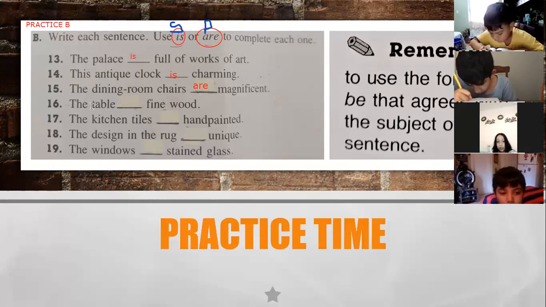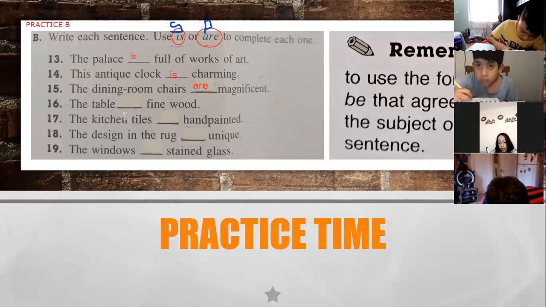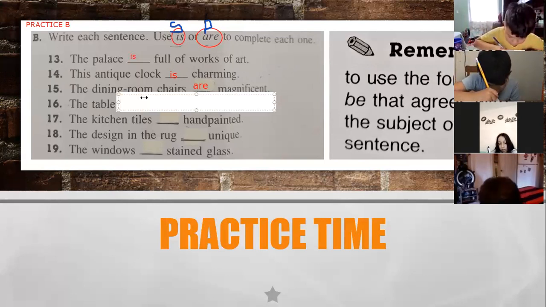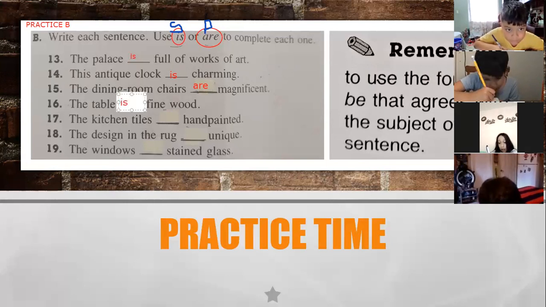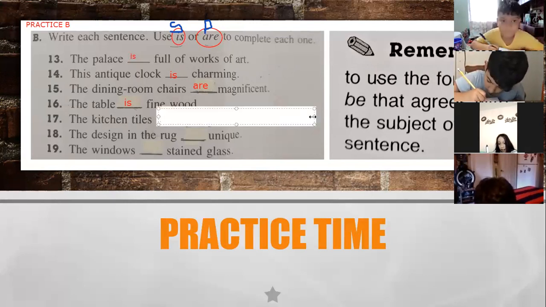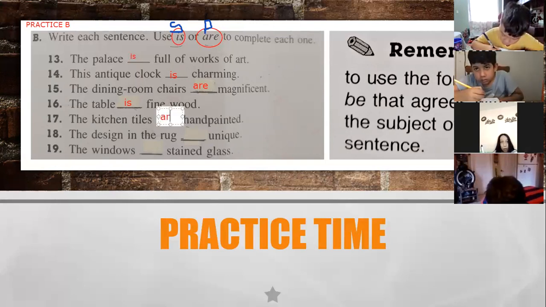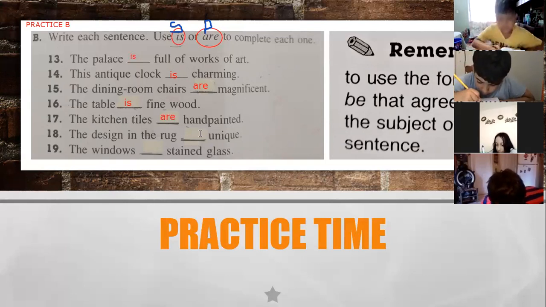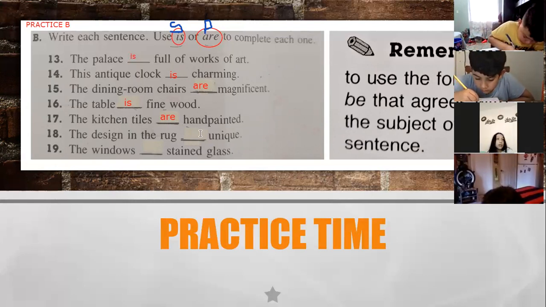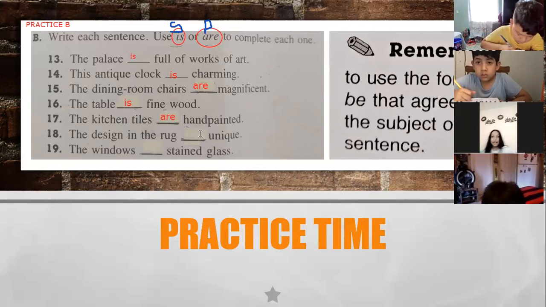Okay, the table is singular. It's talking about just one table. The table is fine wood. The kitchen tiles, the next one, is plural. Tiles are hand painted. The kitchen tiles es como los cuadritos de la cerámica. They're pasted here on the wall in the kitchen. And it says that those tiles are hand painted, pintados a mano.